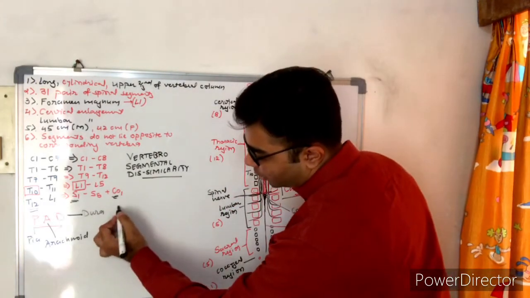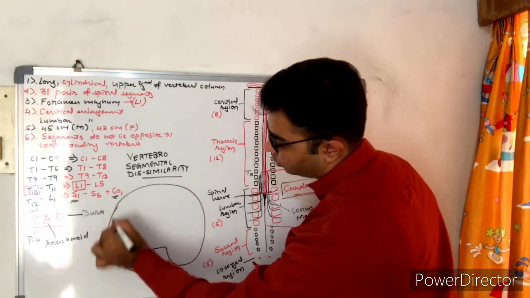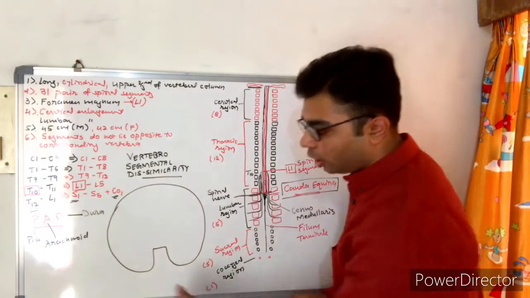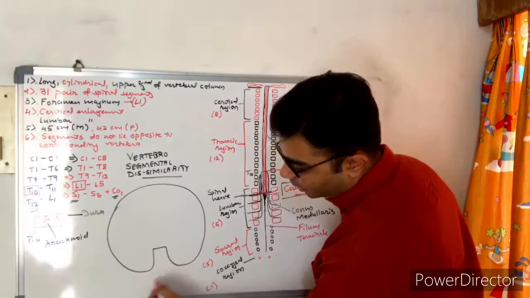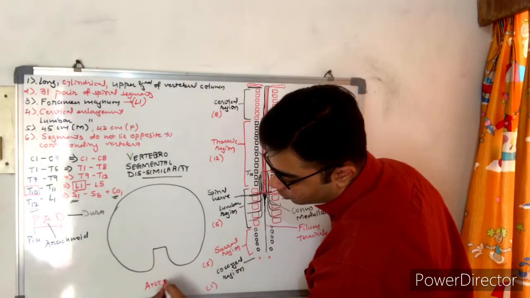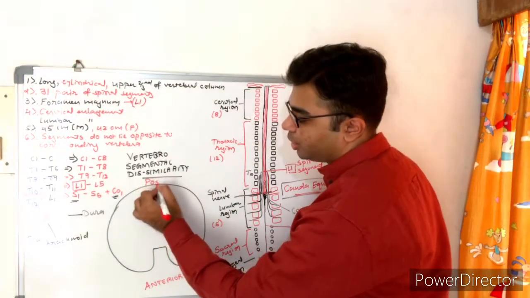So if I draw it over here, in the cross section of the spinal cord, first of all we need to do the side determination, that this side will be the anterior and the opposite, that is the posterior.